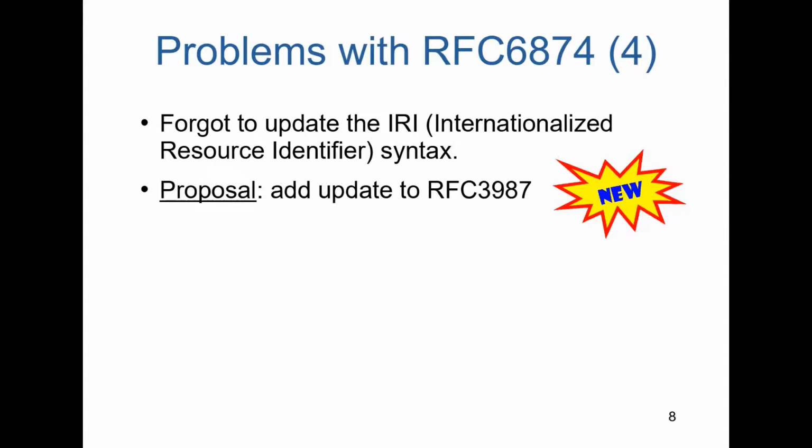And a fourth problem area with RFC 6874 is that it forgot to update the internationalized resource identifier syntax, which is trivial to do, but it means doing an update of a different RFC as well as the original one.